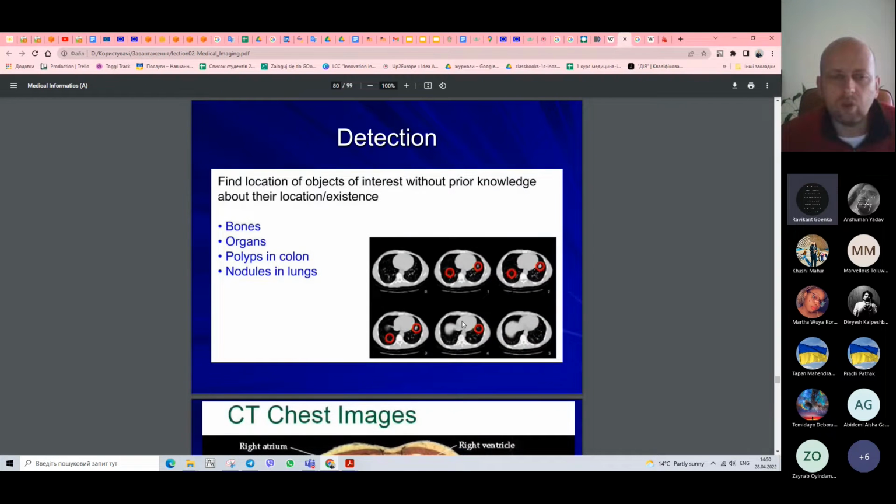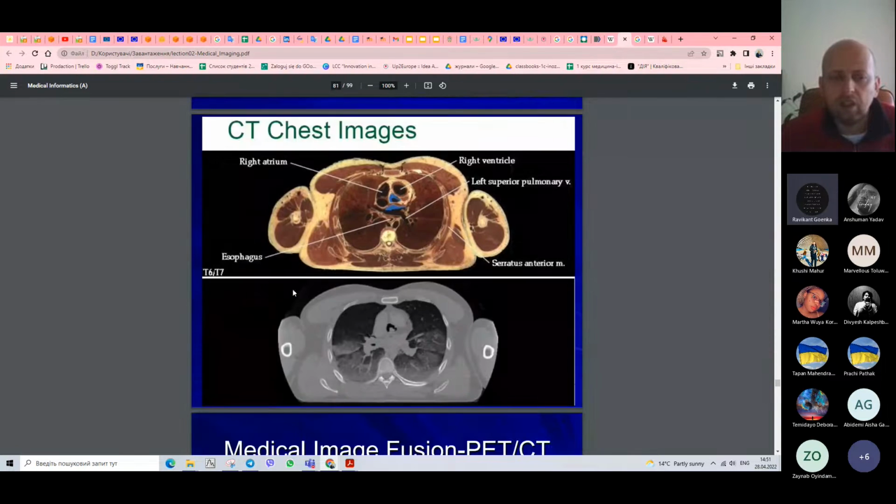Detection finds the location of objects of interest without prior knowledge about their existence: bones, organs, polyps in colon, and nodules in lungs. Computer tomography chest imaging. Yes, you can find how the nodule can be found in detail, one chest cross-section.